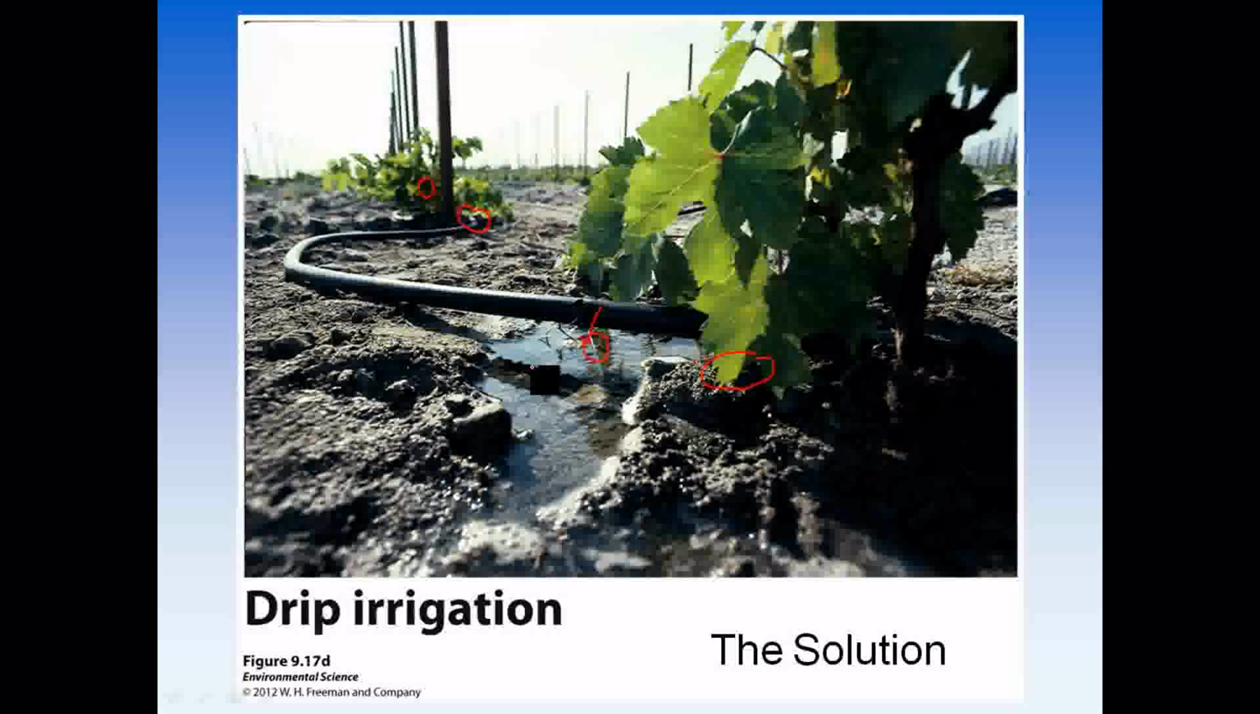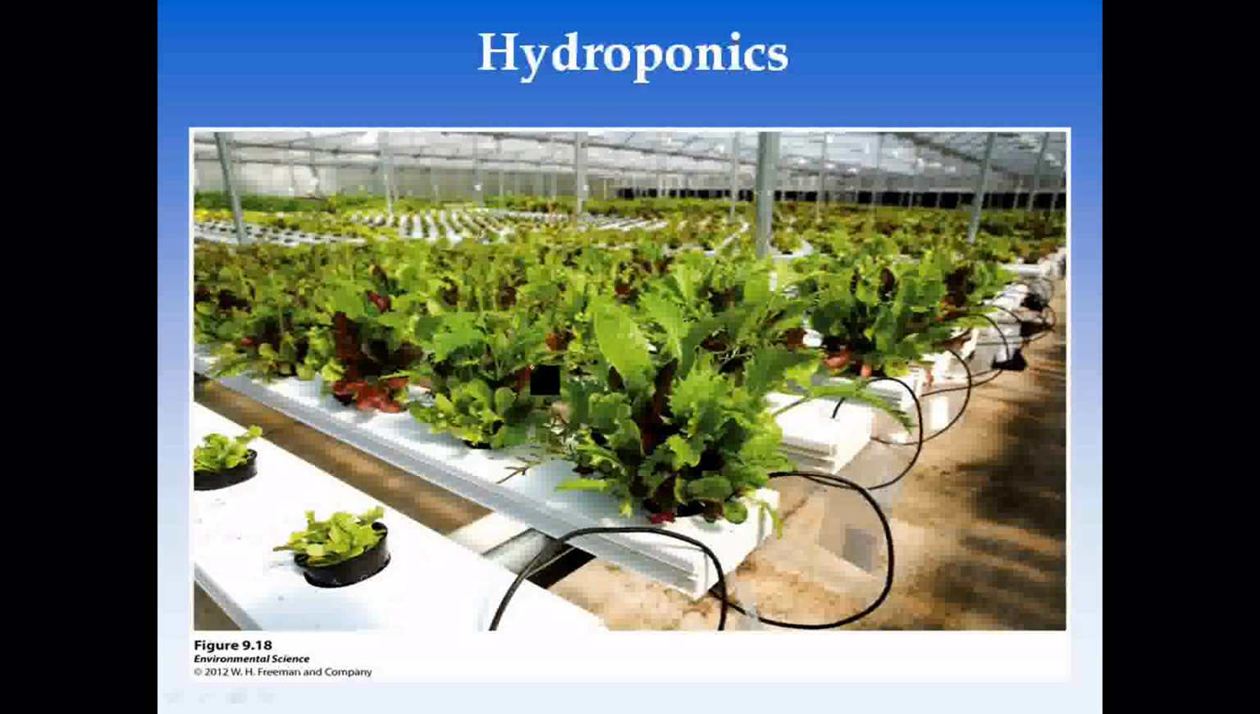Drip irrigation is considered the environmental solution to irrigation for crops. Here's a picture depicting hydroponics. A lot of research is being done with hydroponic agriculture because people are concerned about not having enough space. And if you're in a country where the soil is poor or a country where the soil is very dry, you can at least control the water that you're using in the growing of crops if you do it in a controlled environment like this.